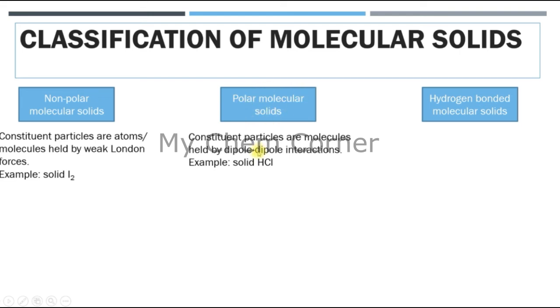polar. So basically here the constituent particles are molecules which are held by dipole-dipole interaction. Basically a positive pole and a negative pole. So example will be solid HCl.